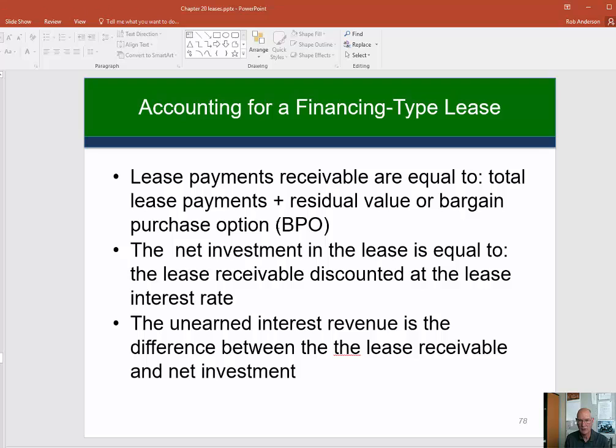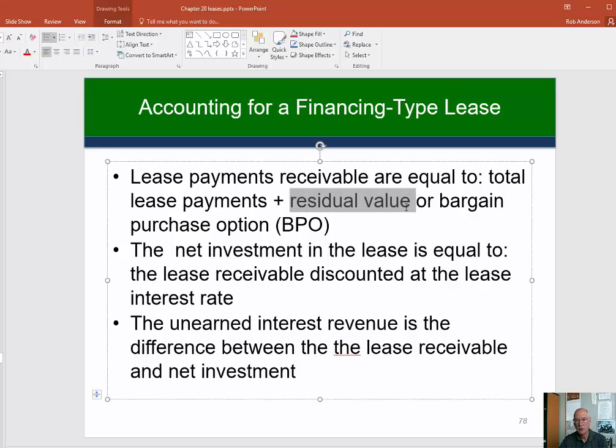So essentially, this is what the lessor will receive. They will receive all of the lease payments plus any remaining value in the leased asset, or they'll receive money when the lessee buys it. So this is your lease receivable. And the same thing as before, the net investment in the lease is the lease receivable less unearned interest income.